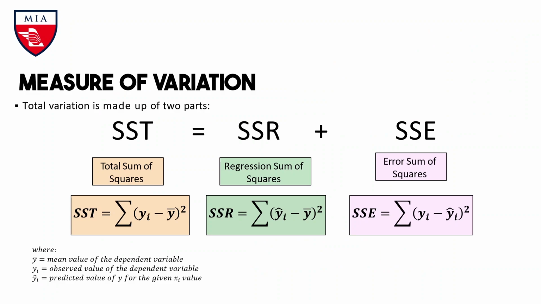So measures of variation, always remember that SST is equal to SSR plus SSE. SST is the total sum of squares, SSR is the regression sum of squares, and the error sum of squares is our SSE. SST has this formula, summation of y sub i minus y bar, quantity squared. SSR is summation of y hat sub i minus y bar raised to 2. SSE is summation of y sub i minus y hat sub i quantity squared. So y bar is the mean, y sub i is the values of y, and y hat sub i is dependent on your regression line formula or regression line equation.